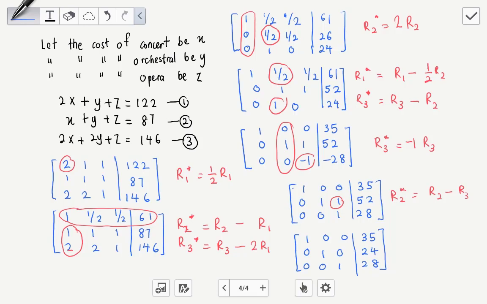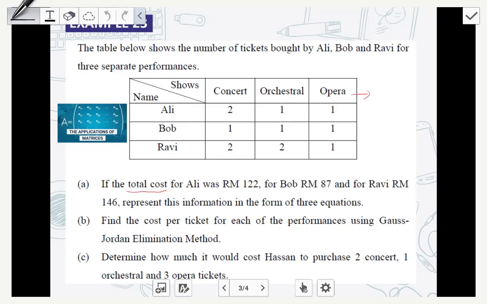Now the question asks us to find the cost for the concert, orchestra and opera. So the cost of the concert. Okay, so concert will cost us 35 ringgit. Okay, so you should write down your answer like this. And orchestra will cost us, Y is 24 ringgit. Okay, last, opera will cost us 28 ringgit. Okay, students, so I hope you are following this. So we have answered the second question, which is find the cost per ticket.